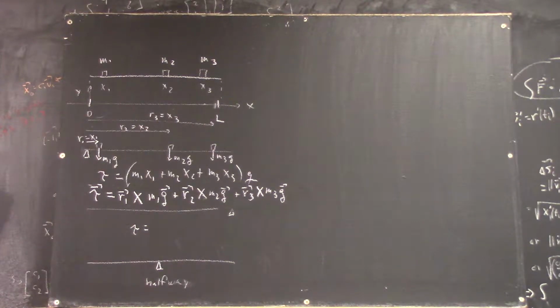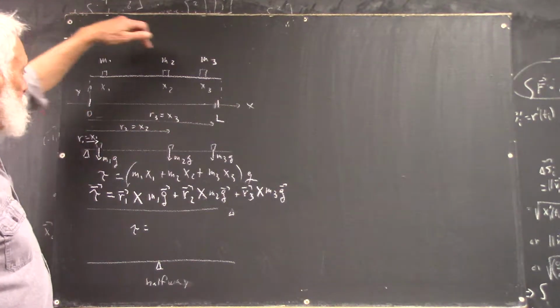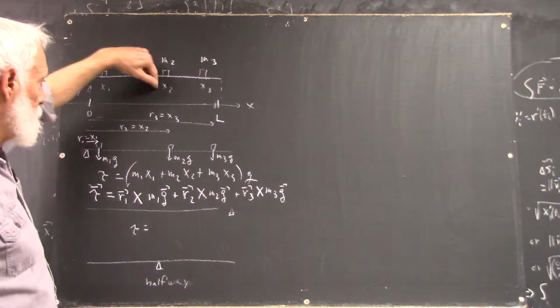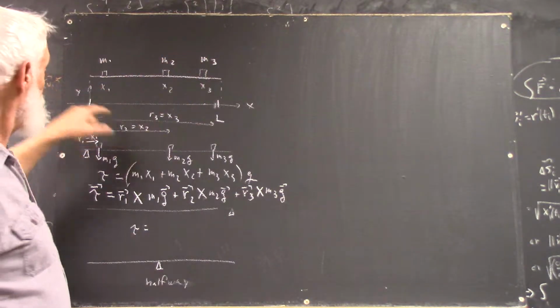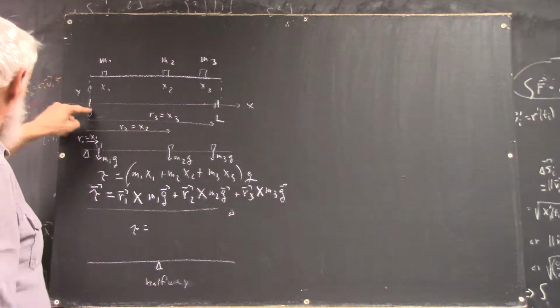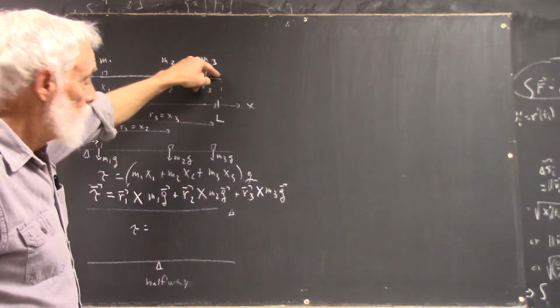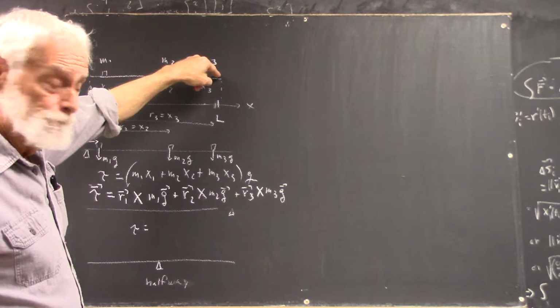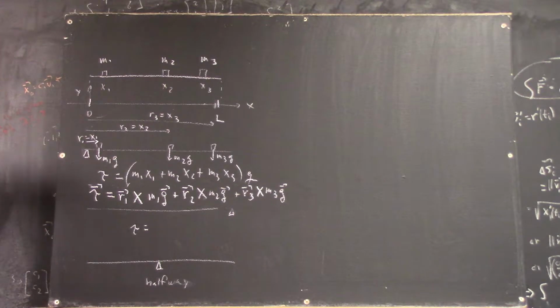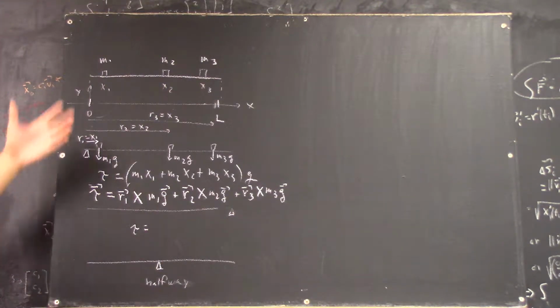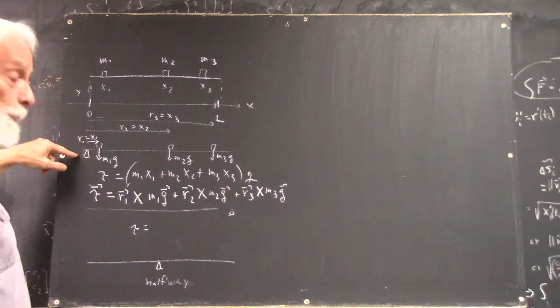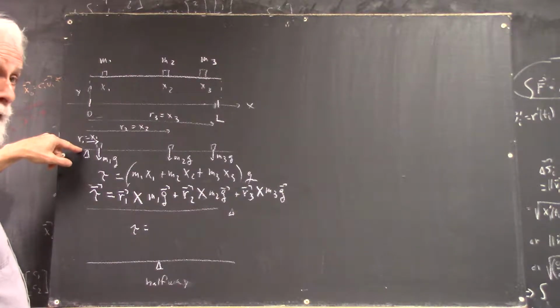So, got a massless rod, mass is M1, M2, M3 at positions X1, X2, X3. Left-hand side at position X equals 0, right-hand side at position X equals L. Want to know what the torque of this system is if we pivot it about the left-hand end.